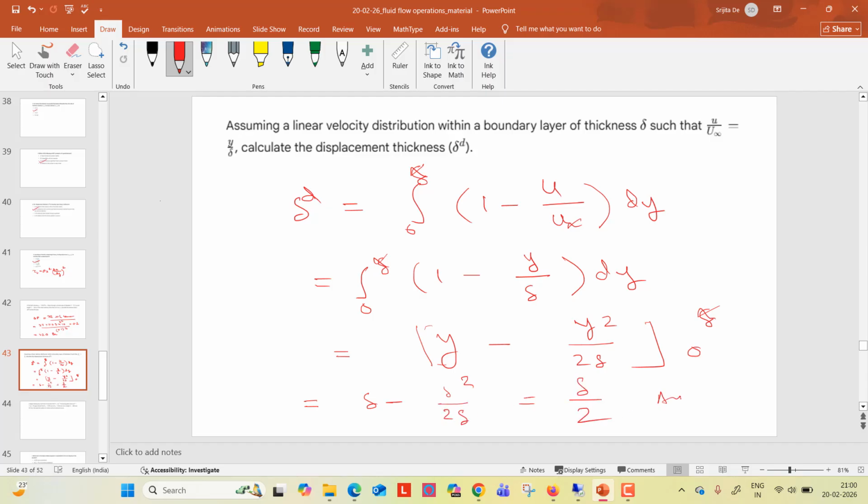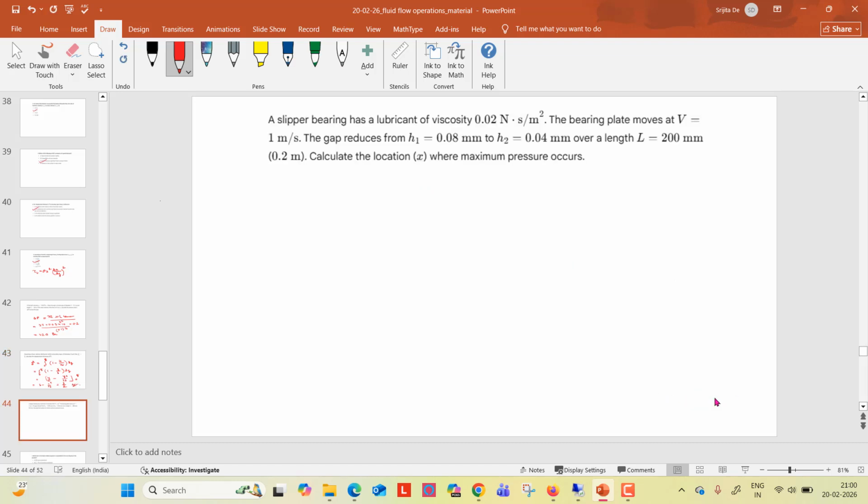Next, a slipper bearing has a lubricant of viscosity 0.02 Newton second per meter square. Now the bearing plate moves at V. The gap reduces from H1 to H2 over a length L. Calculate the location where maximum pressure occurs. From the derivation you can see in the lectures, this maximum pressure location X is given as L H1 by H1 plus H2. So if you put the values you will get it.